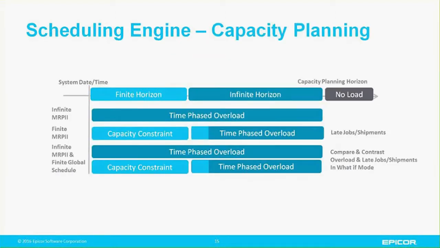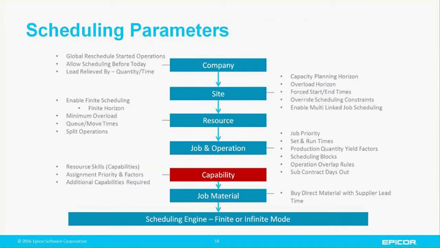At the capability level, capabilities are available with APS. They represent skills rather than identify a resource requirement for an operation. The routing step can hold capabilities. The scheduling algorithm will find the best placed resource to perform the skill and adjust set and run times based on the proficiency of the resource.